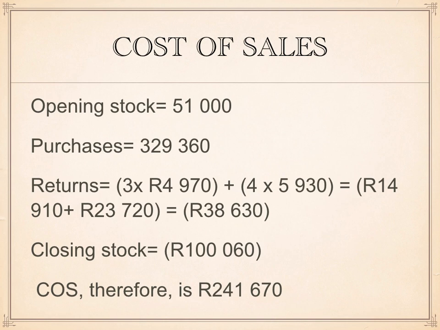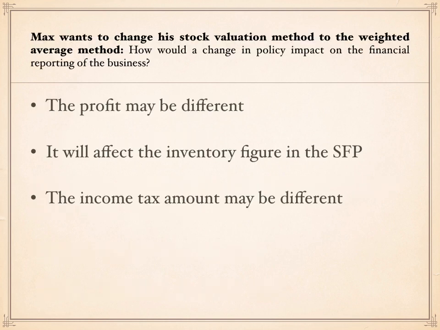In calculating cost of sales using periodic inventory system, we first have to determine the value of opening stock. In this case, it's 51,000. Add purchases, 329,360. Subtract returns, which all in all amount to 38,630. You then subtract your closing stock, which is 100,060. Therefore, cost of sales will be 241,670.